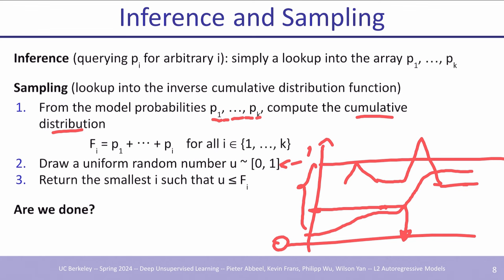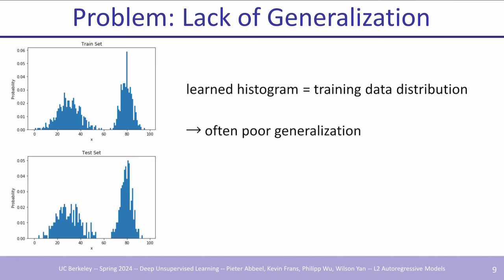Okay. So we know how to model a histogram. We know how to evaluate probabilities. We know how to sample from it. That's all good news. Are we done? No, obviously not. The issue here is that it often is very poor generalization, right? Because every bin is modeled independently from every other bin. So anything that you learn about the number 40, how frequently that occurs, tells you nothing about any other number.